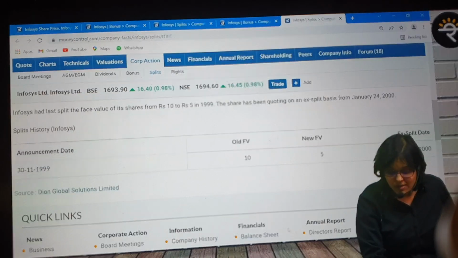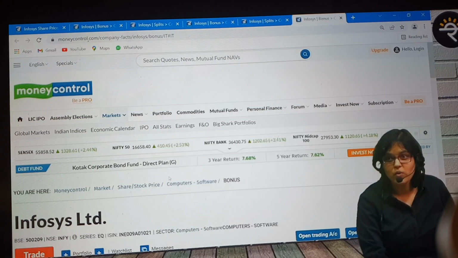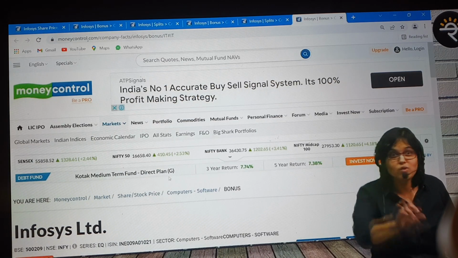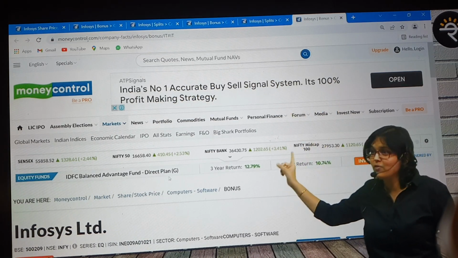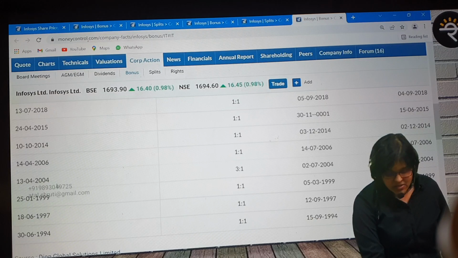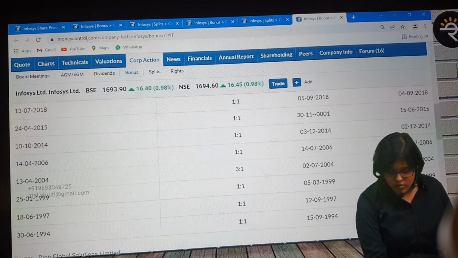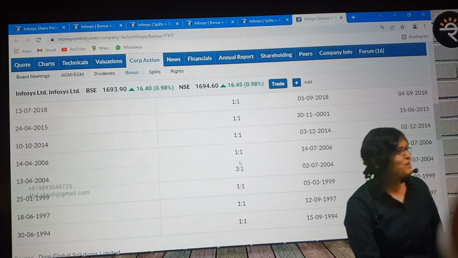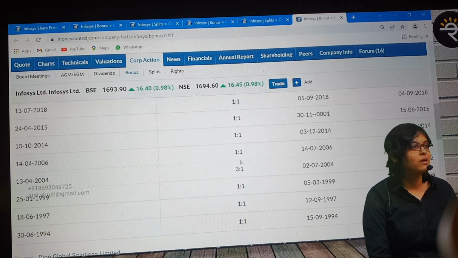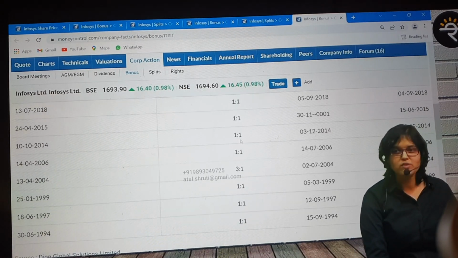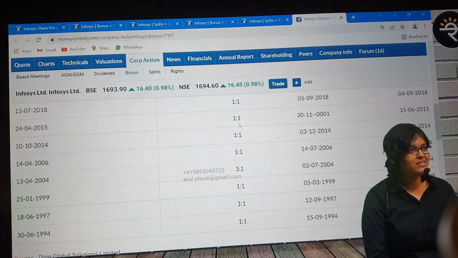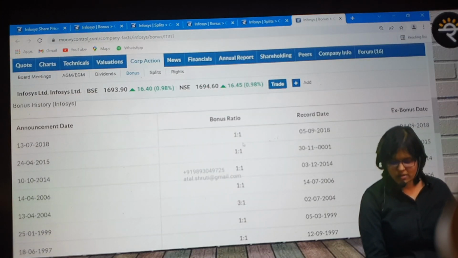2,400. Now what is the bonus? 3:1. So 2,400 times 3 is 7,200 bonus shares plus 2,400. Tell me how much? 9,600. We are in 2004. What is the latest count? 9,600. 2006, again 1:1. New count? 19,200. 2014, 1:1, 38,400. 2015, 1:1, 76,800. 2018, 1:1.